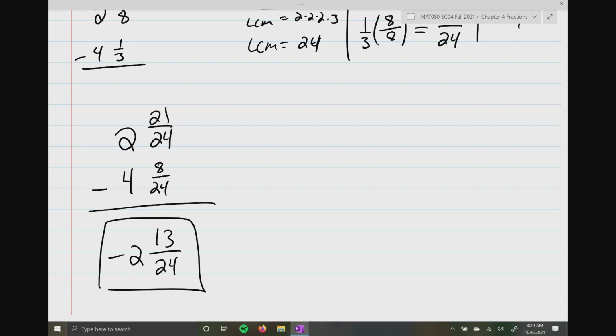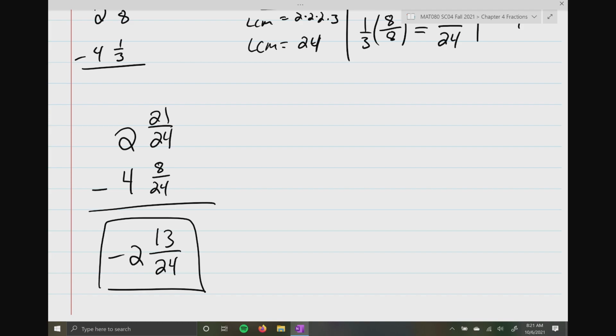How are we looking so far? Better? Can you breathe again? Yeah, like I said, even though they're different denominators, different fractions, the technique doesn't change.